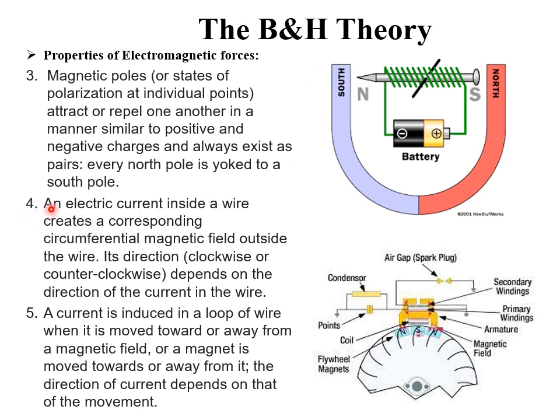An electric current inside a wire creates a corresponding circumferential magnetic field outside of the wire. Its direction, clockwise or counterclockwise, depends on the direction of the current flow. So here we have a battery, and we're showing a positive and negative, and we know that it flows from negative to the positive. When you take this nail and you wrap it with a copper wire, and then you connect it to a battery, you get a flow.